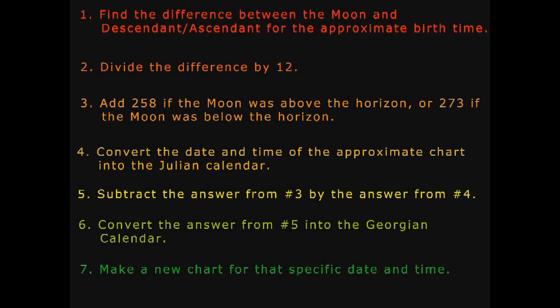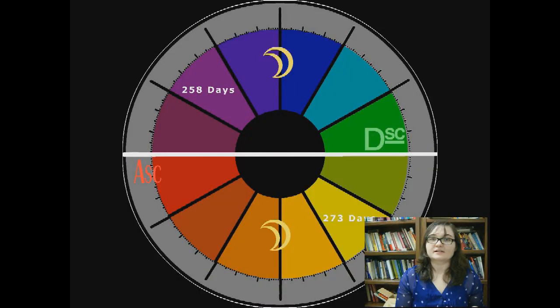And then once we find that, you divide the difference by 12, and then you're going to add the time for gestation. If it was above, you use the descendant, you're going to add 258 degrees, or 258 days, and if it's below, you're going to add 270 degrees.